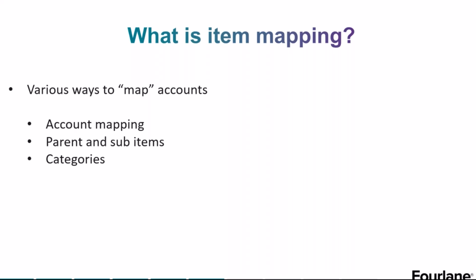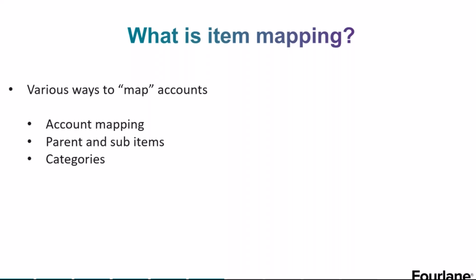So the first thing I want to talk about is, what does it mean when we say we are mapping our items, and what are the variety of ways we can categorize or code our items list to help get the information that we want. One of the first things that we typically think of when we're talking about account mapping or item mapping is making sure that the accounts from our chart of accounts are assigned properly to our items list.